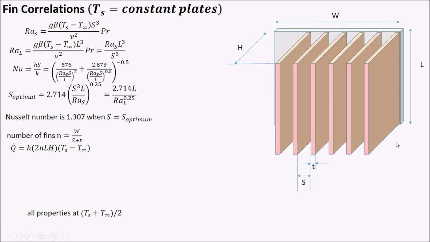Okay, we have the correlations for the fins. In this case we assume that Ts is constant. So this one has constant Ts, constant surface temperature. And the Rayleigh number is based on S. It will be this one. Based on L you will have the Rayleigh number, and then for the Nusselt number based on S you will have the correlation here, and also we have the optimum thickness.